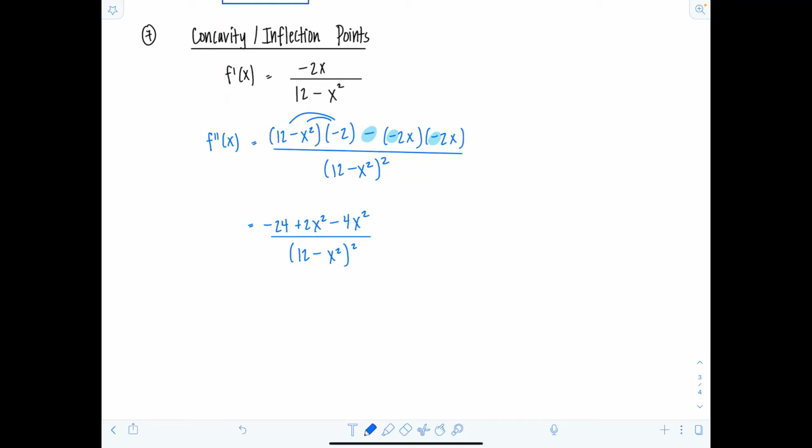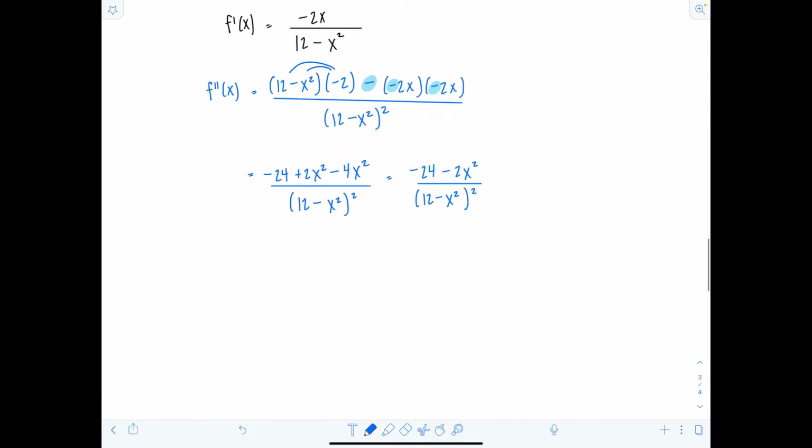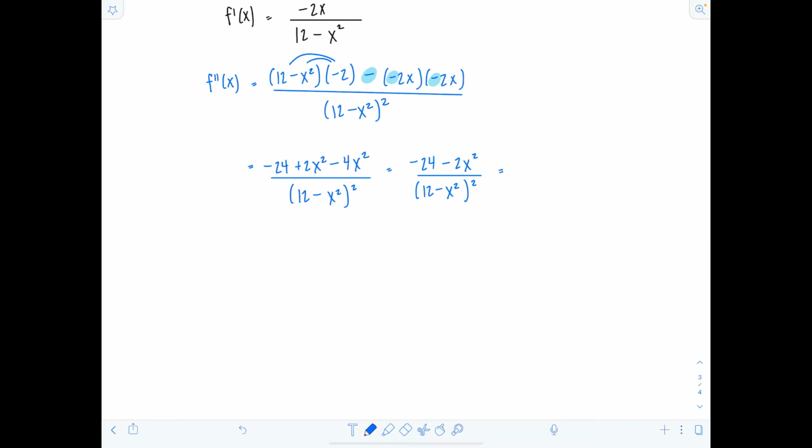Okay, I notice I can combine some like terms. So I have negative 24 minus 2x squared over 12 minus x squared squared. And let me factor the GCF out of the numerator. I can take out a negative 2, and then I'm left with 12 plus x squared over 12 minus x squared squared. So this is f double prime. Do you notice something?